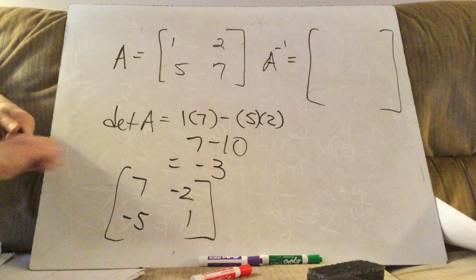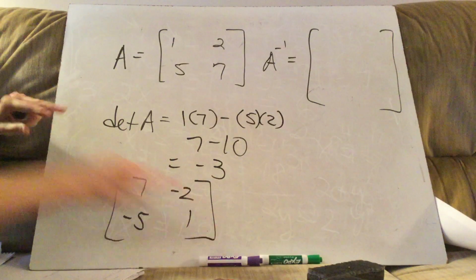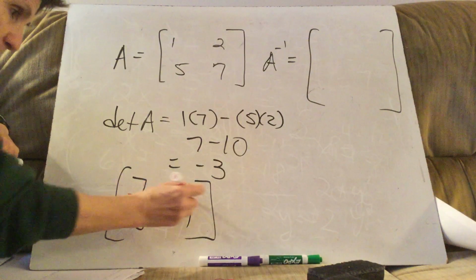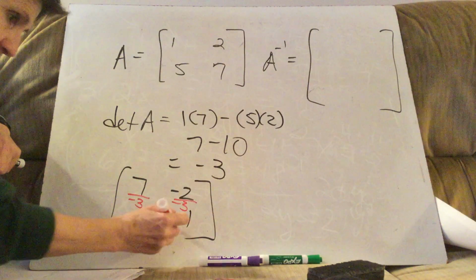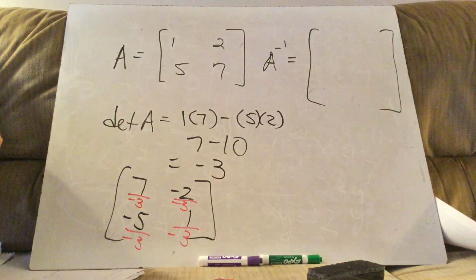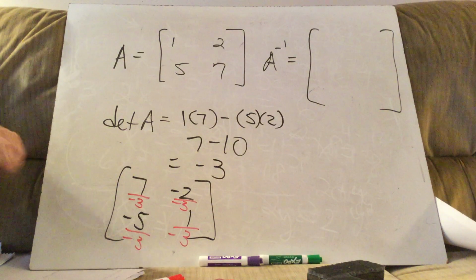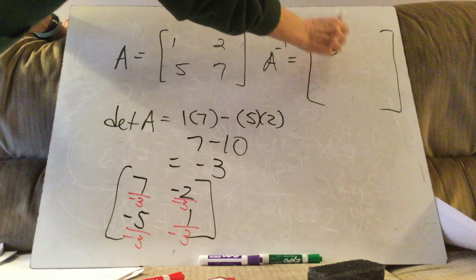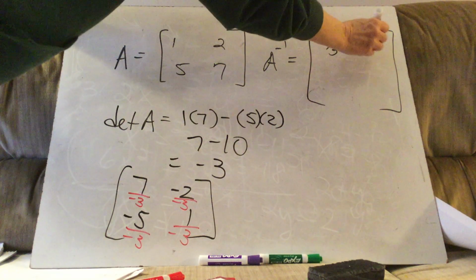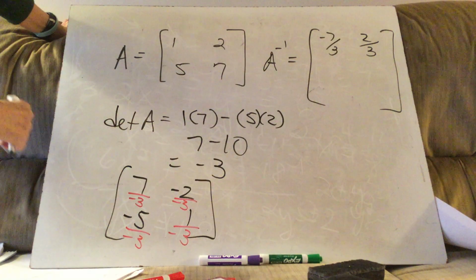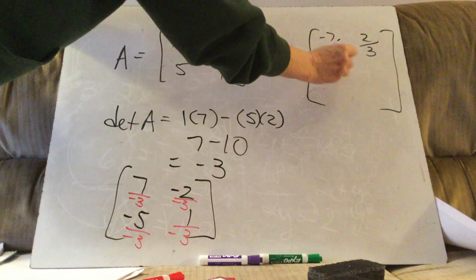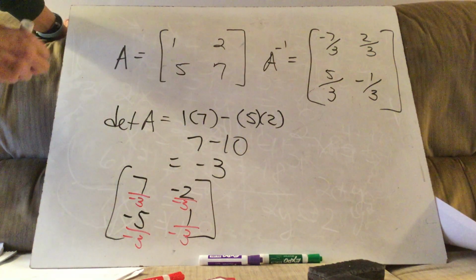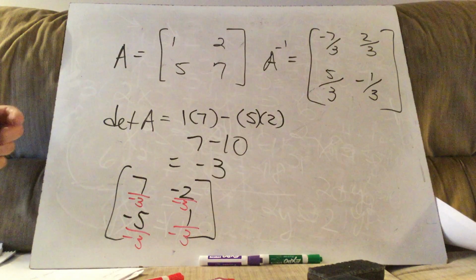Now, once you have that new matrix made, you simply divide each of the numbers in there by your determinant. So you're going to put all these over -3. If any fractions reduce, reduce them. None of these reduce. So my answer is just going to be -7/3, +2/3, because I do have a negative over a negative. Here's another negative over negative, so 5/3, and -1/3. And that is your inverse.